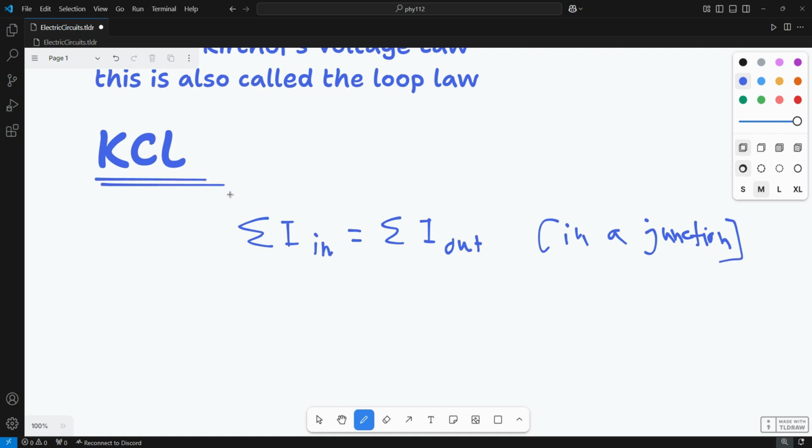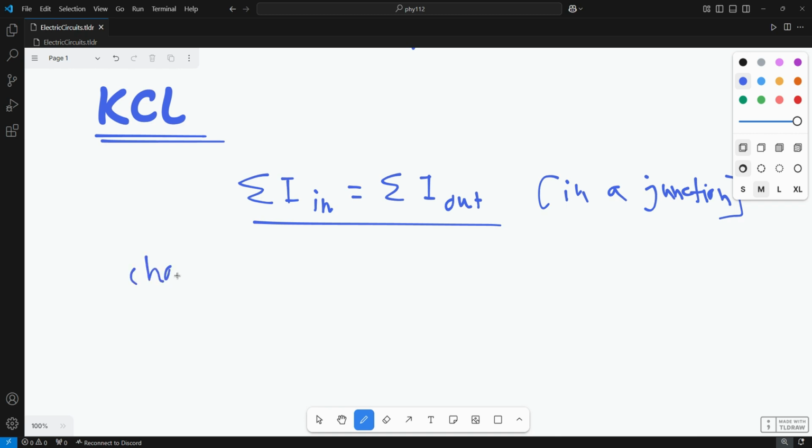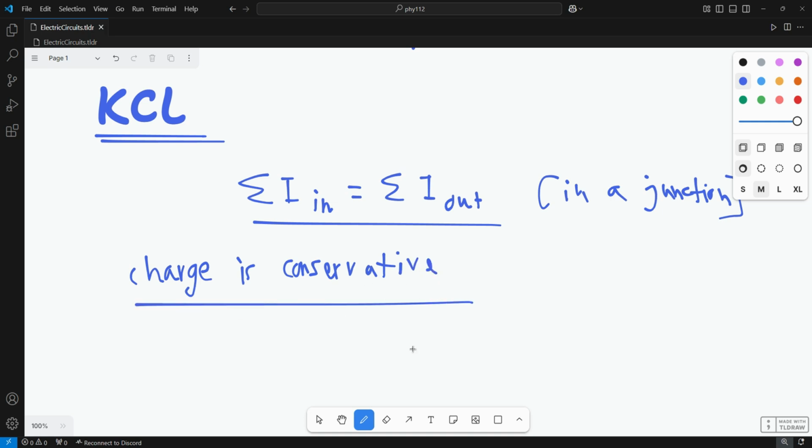So this is KCL. So why is this equal? We know that charge is conservative. Charge is always conserved. That's why we can write that the amount of ingoing current is always equal to the amount of outgoing current.